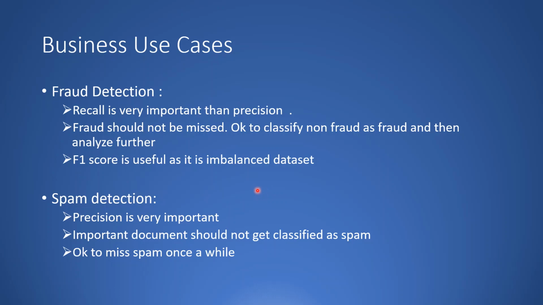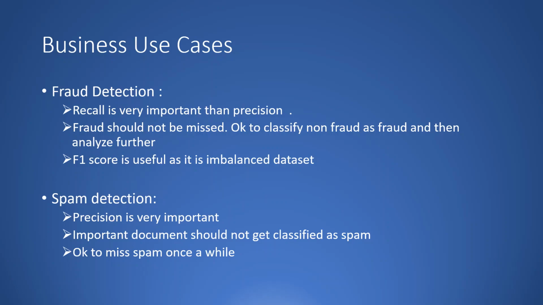Now let us look at the spam detection case. Here a positive class is a mail which is classified as spam, and a negative class is a non-spam mail. Here precision is very important. We cannot have a lot of important documents getting predicted as spam. It is okay for us to miss spam once in a while. So precision becomes more important than recall in this case, as the cost of an important document getting classified as spam is more than the cost of missing a correct detection of spam.